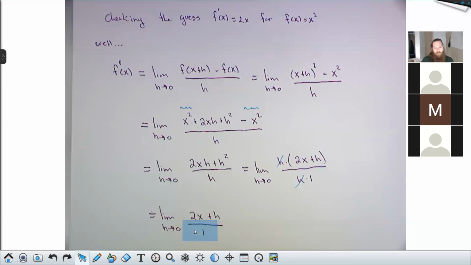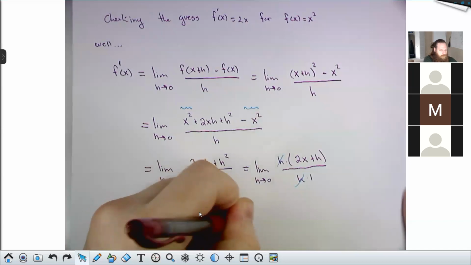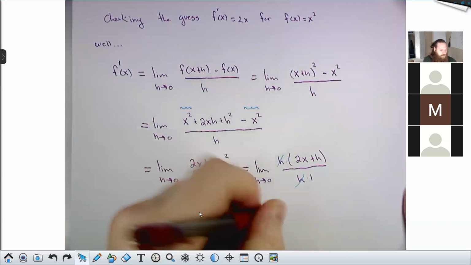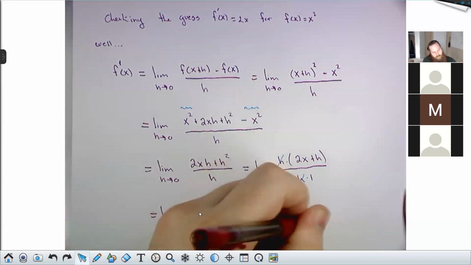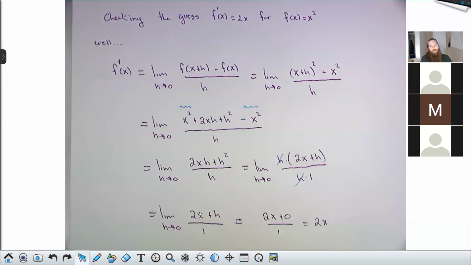You don't have to write this. You can just leave it as 2x plus h if you want. But the glory is that now that the h is gone from the denominator, you can just plug in 0 for h, and you get 2x plus 0 over 1, which is just 2x. So we were right. F prime of x for this function is 2x.